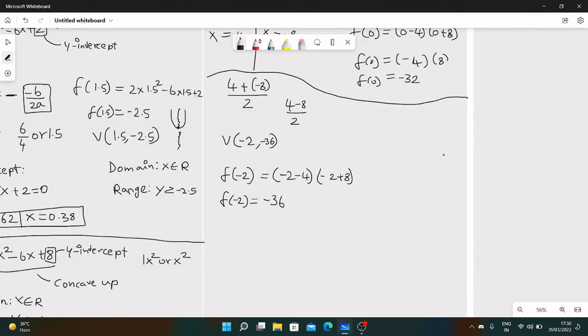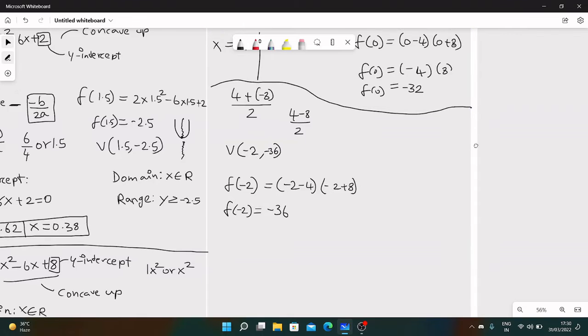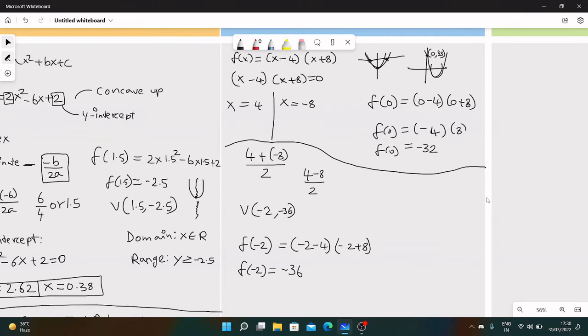Minus 36. Now we found out the x and y intercepts and the vertex. Now we have the domain, range, and whether it's concave up or concave down. Before going to the domain and range, let's find out if this is concave up or concave down. In factored form, all we have to do is multiply these values to find if it's concave up or concave down.